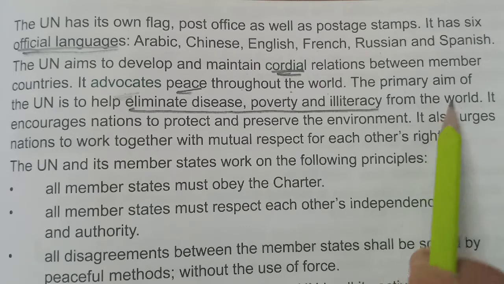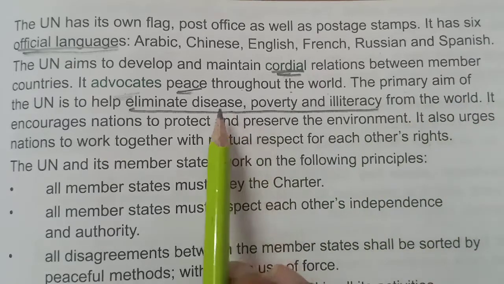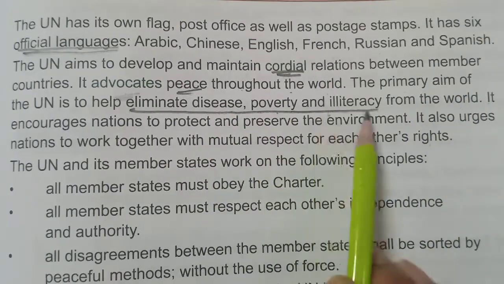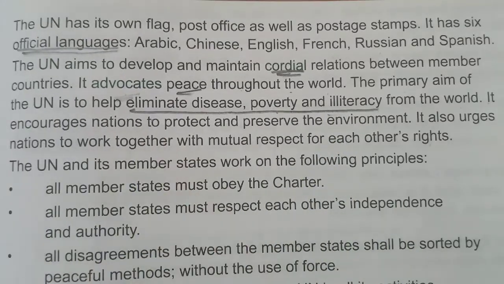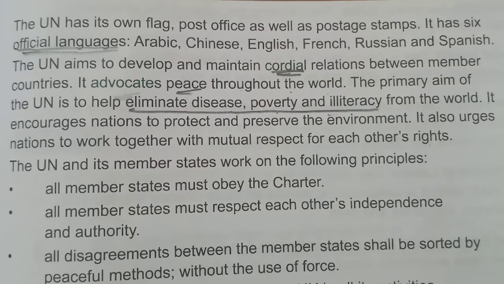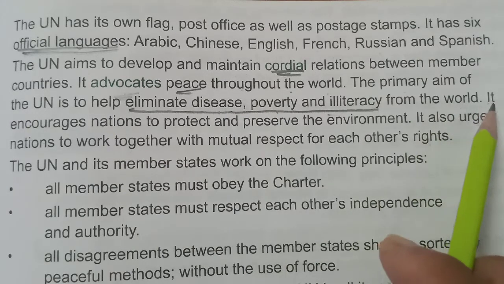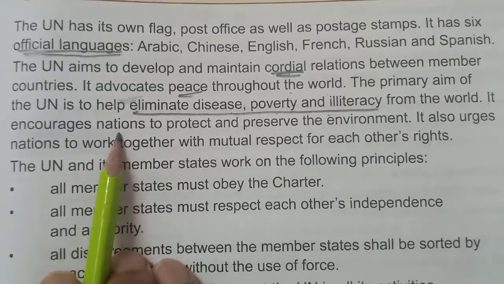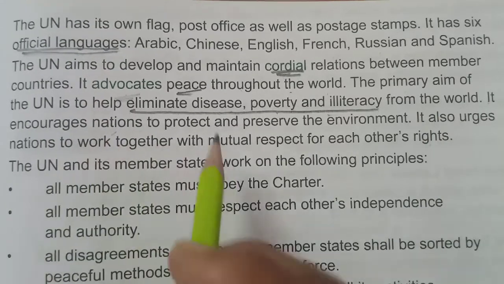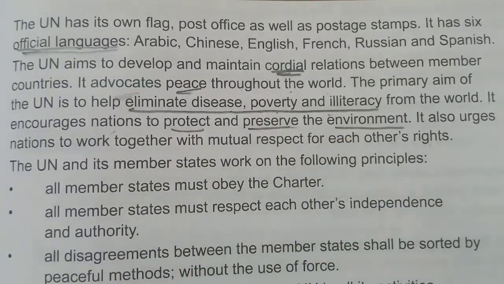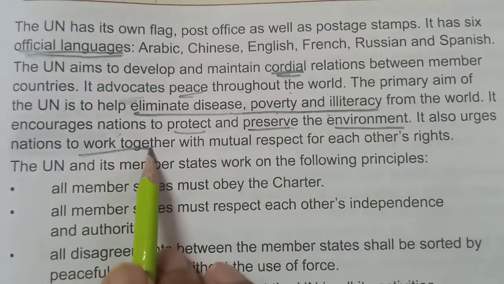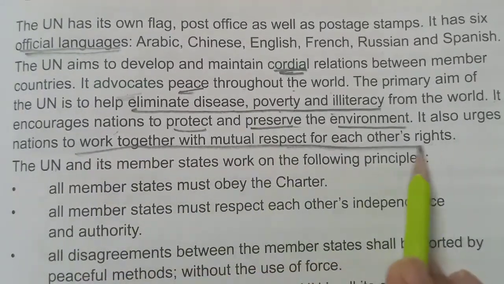Throughout the world. To eliminate disease, poverty and illiteracy, all these three, from the whole world. Eliminate means remove. Okay? So this is the primary aim of the United Nations. Also, it encourages nations, different countries, to protect and preserve the environment. It also urges nations to work together with mutual respect for each other's rights.